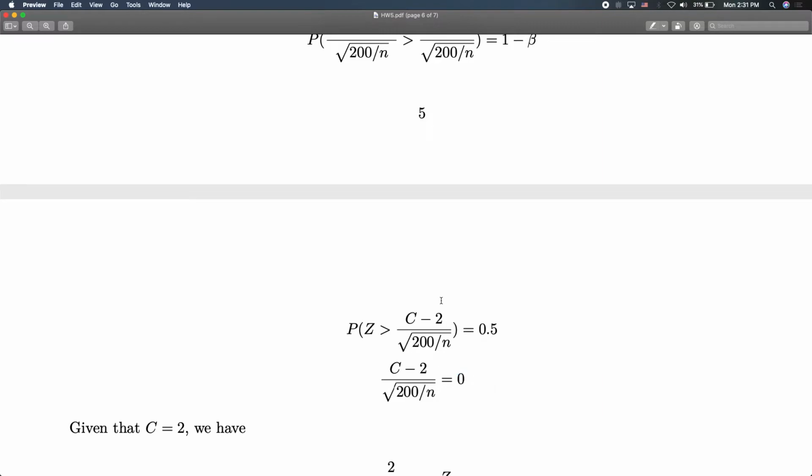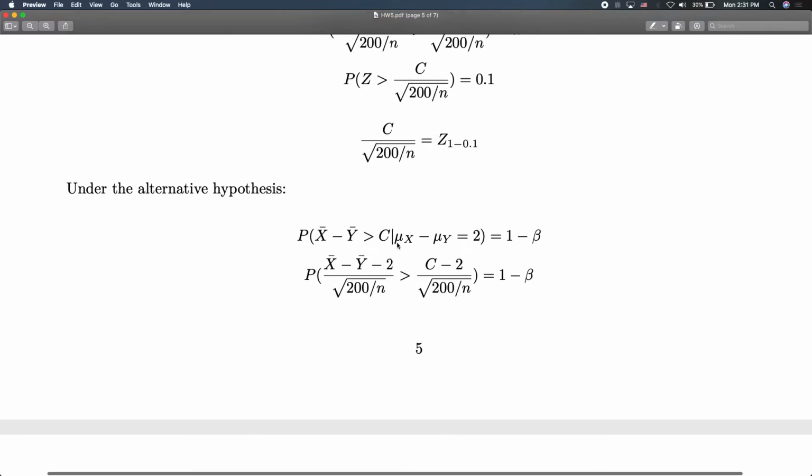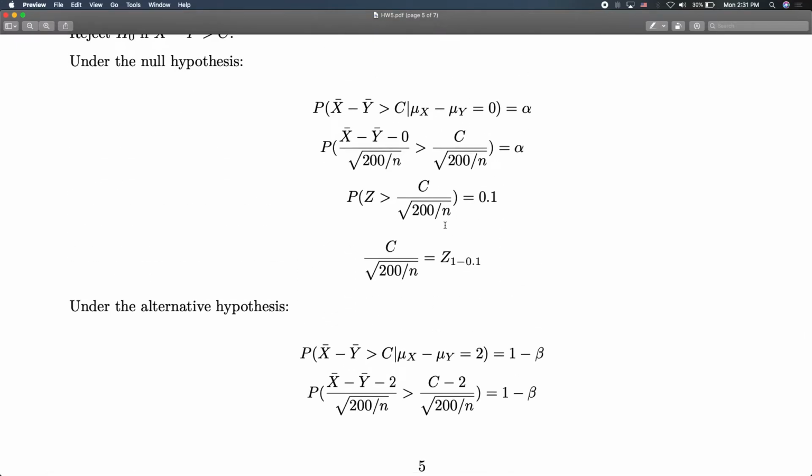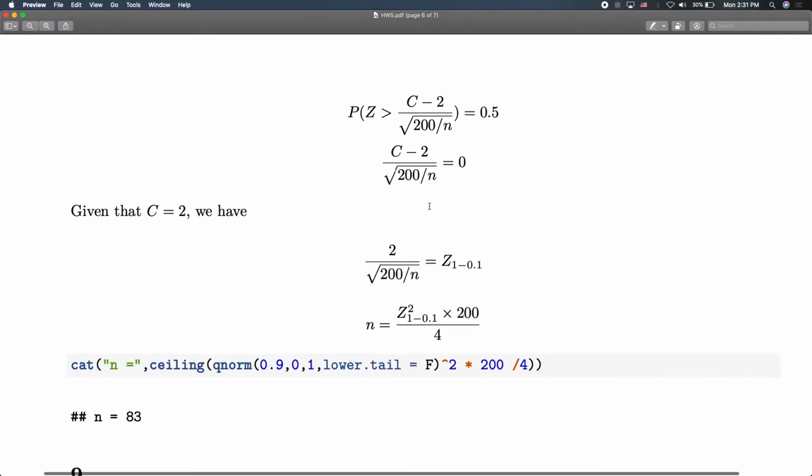So that we know that this part is going to be a 0. So we have two equations here. One comes from the level of significance, and another equation comes from the power. And now we are trying to solve for the only unknown, n.